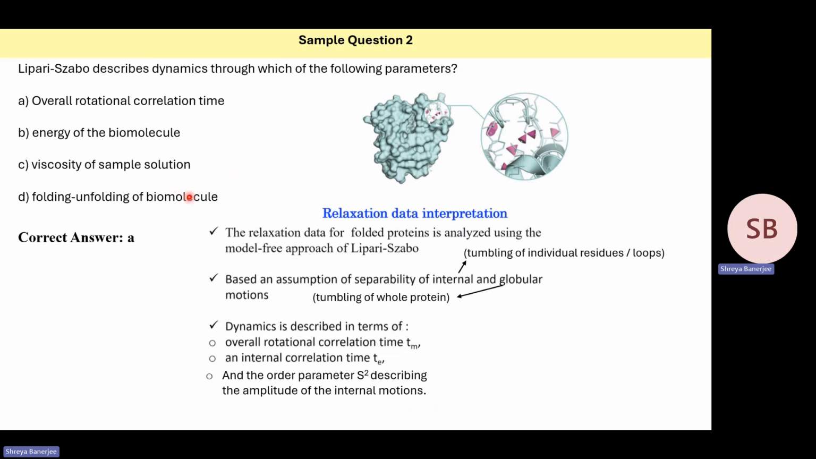So it does not include folding, unfolding, viscosity, or energy, but it does include overall rotational time, you can see here. So the correct answer is option A.